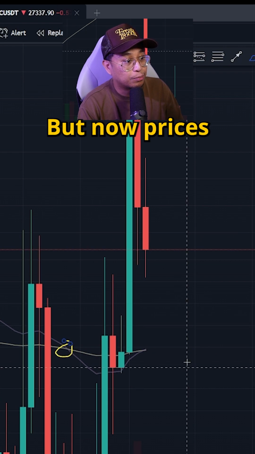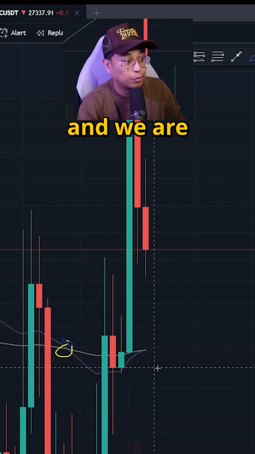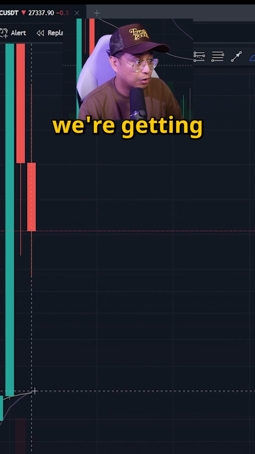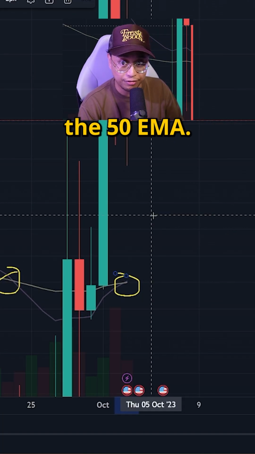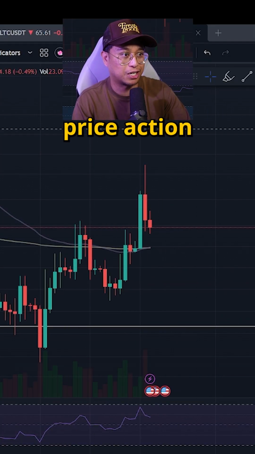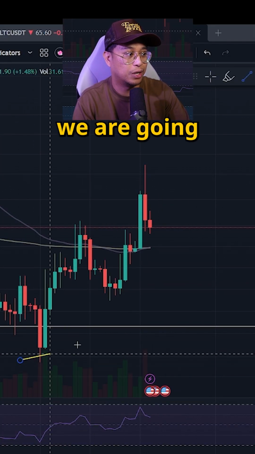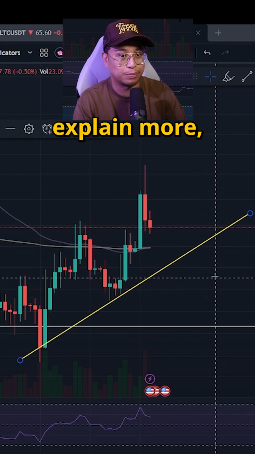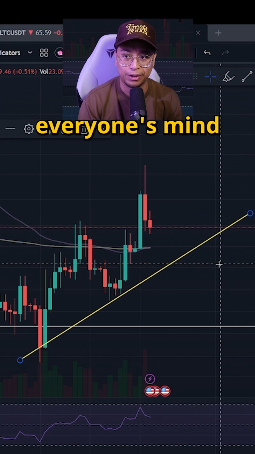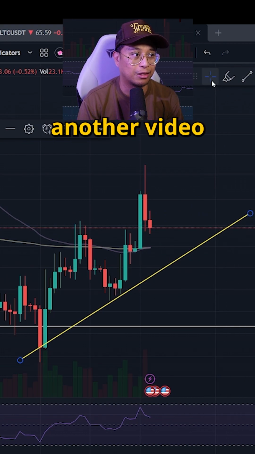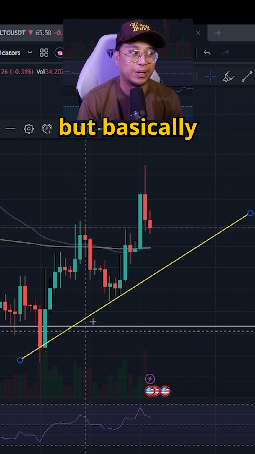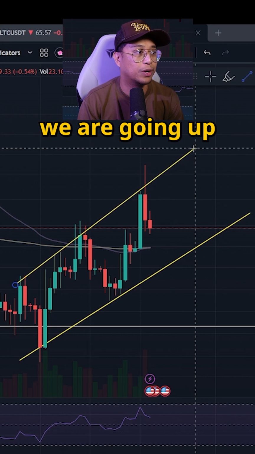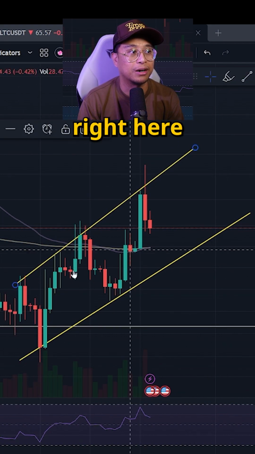But now prices have gone up, and today we're actually getting a cross up with the faster line, which is the 50 EMA. Basically price action right now is showing us we are going up. I would explain more, but I don't want to blow up everyone's mind right now, so maybe in another video or as I get better at explaining these things. But basically we are going up with these price actions right here in this little channel.